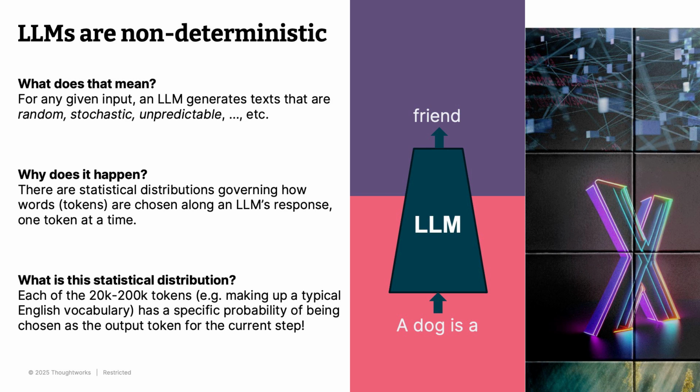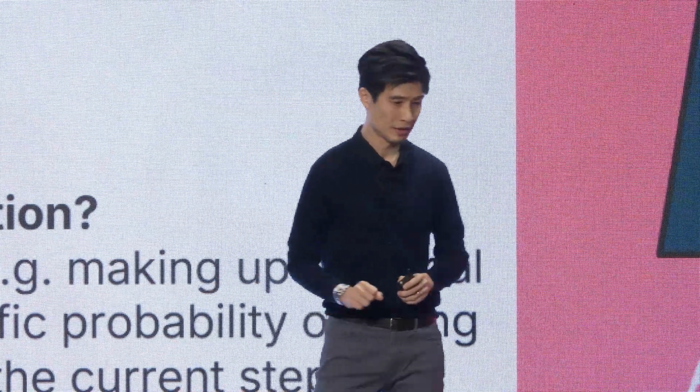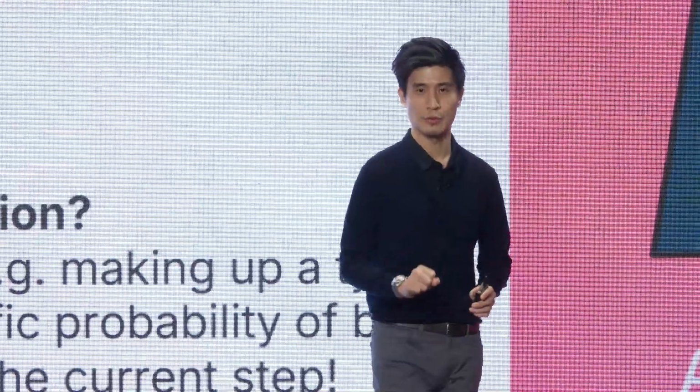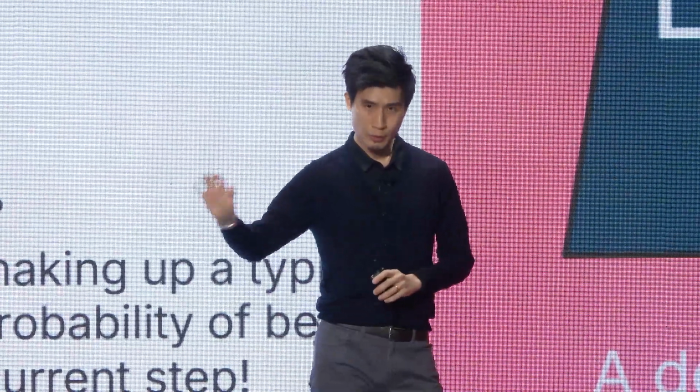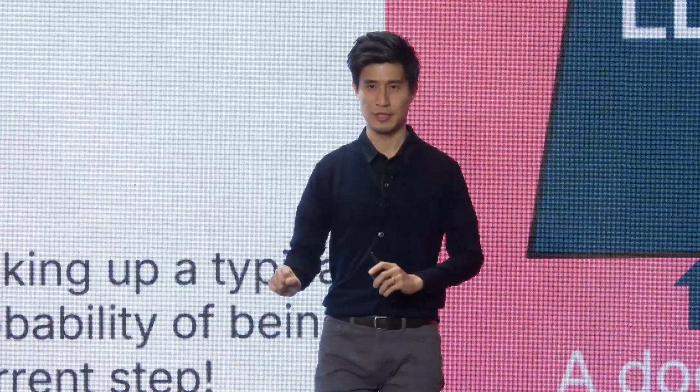And what is this distribution all about? In any given language, or the corpus that you are using, that language can be English, Hindi, can be programming language. There's a set of vocabulary. And that set of vocabulary are the words or the tokens. And typically, there's about 20,000 to 200,000 of those tokens, depending on the tokenizer that you are using.